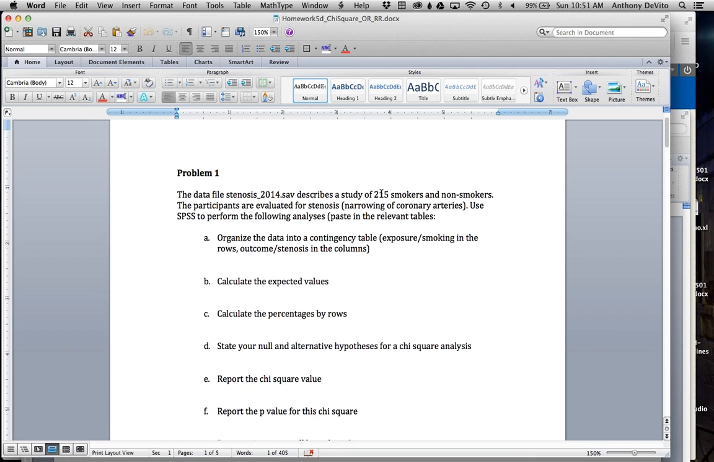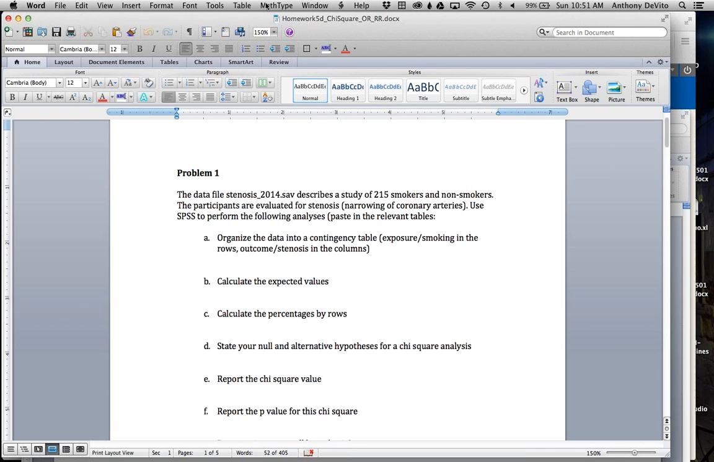And this study examined 215 smokers and non-smokers. So one categorical variable is smoker or not smoker, one or two, right? The other categorical variable is, did they exhibit symptoms for stenosis? Yes, they did. No, they didn't. So the way that we organize this data is into what we call a contingency table, since it's categorical variables.